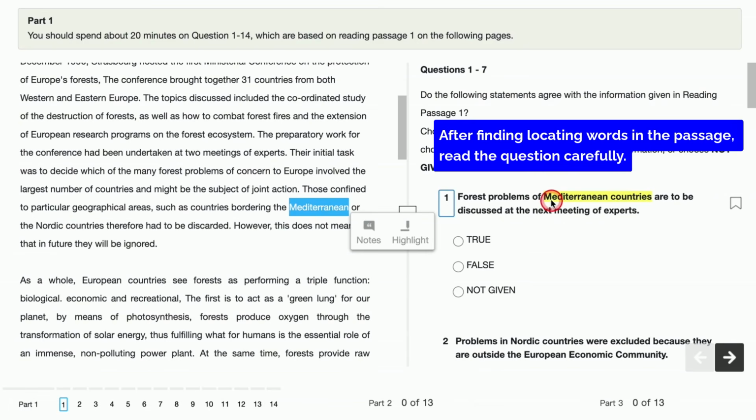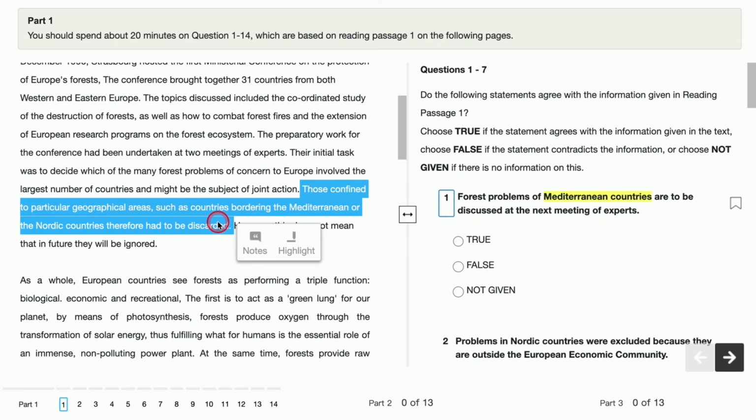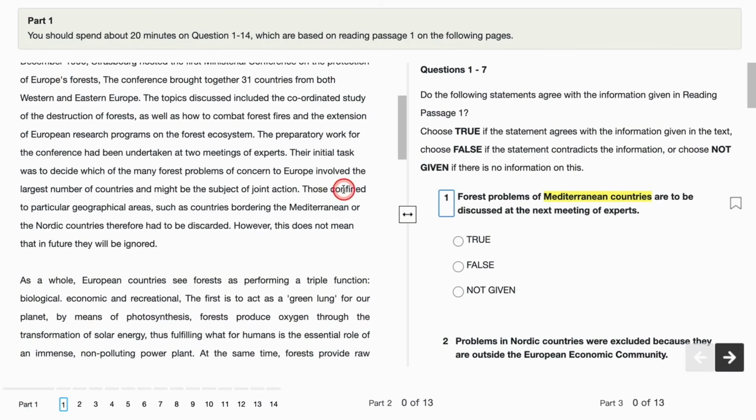Now let's read the question again because we have probably forgotten what this question is about. This time we need to read it carefully. Forest problems of Mediterranean countries are to be discussed at the next meeting of experts. Now let's read this sentence and see if it mentions these problems will be discussed at the next meeting. It says, those confined to particular geographical areas, such as countries bordering the Mediterranean or the Nordic countries, therefore had to be discarded. Although it mentions Mediterranean countries, it doesn't mention forest problems, right?